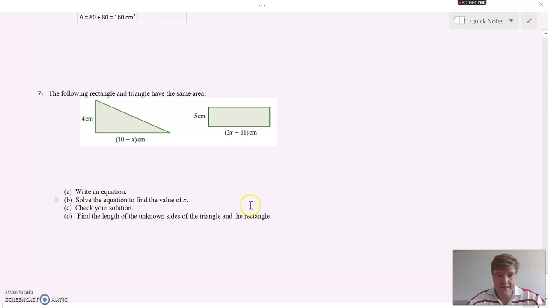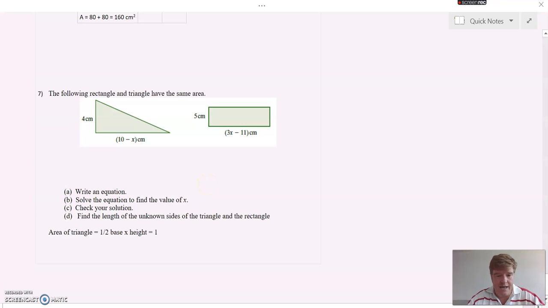Okay. So let's just work out the area of each of these. Area of a triangle, let's start with, equals half times base times height. And remember, it's perpendicular height. Height at 90 degrees. Now, it's not marked as 90 degrees, but we'll assume that's what it is on the diagram.